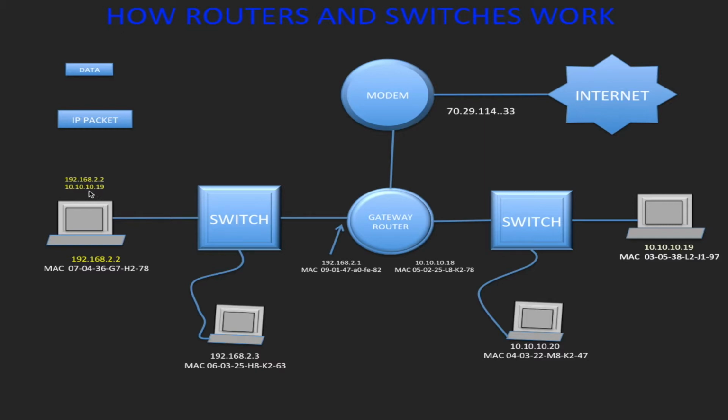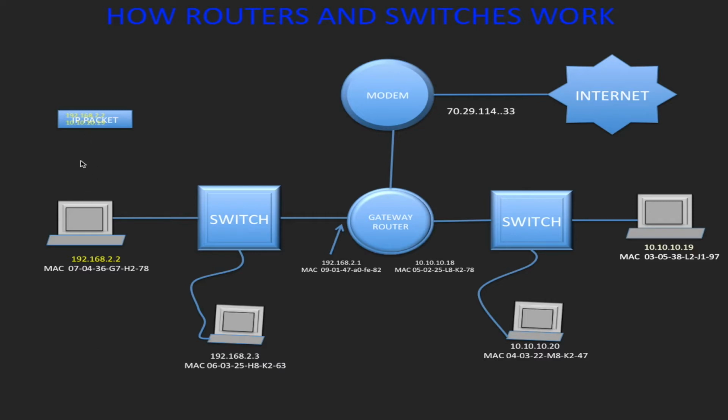So first of all, we have the IP address here, which is 192.168.2.2. What the computer does is create something called an IP packet. The IP packet is like an envelope that stores both the IP addresses and the data. So I'll show you how that is done. The data go into the IP packet and the IP addresses go into the IP packet. Now we have an envelope with both our data and our IP addresses.